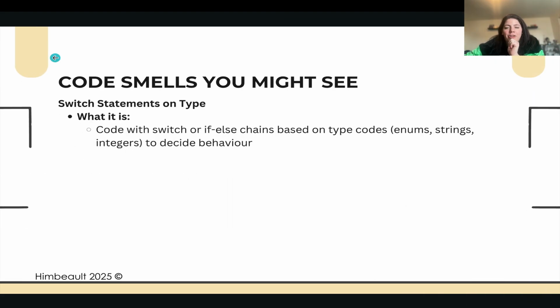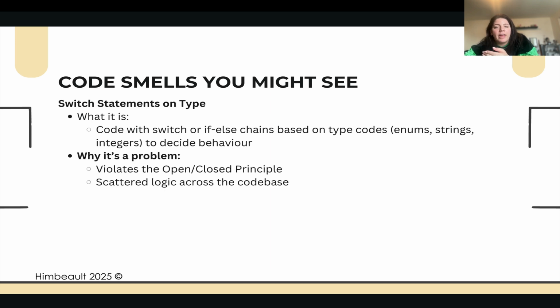All right, the last one I'm going to show, I have two more here, but the last one I actually have code to show with is the switch statements over types. So common. This is when we have a switch or an if-else chain that's based on strings or enums or integers or clicks, whatever it might be, to decide behaviors. And as we know, I've said it before, this violates the open-closed principle. We have to fix this.